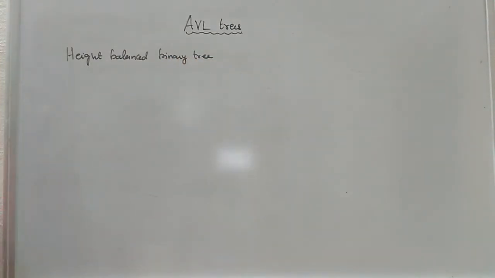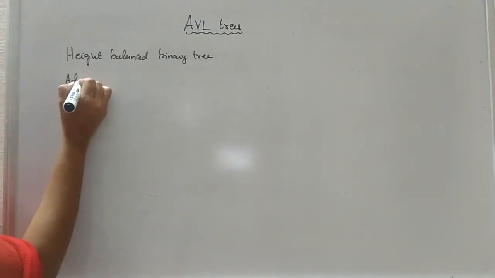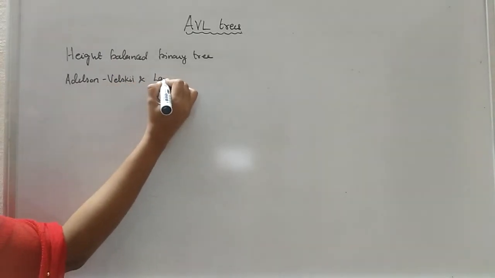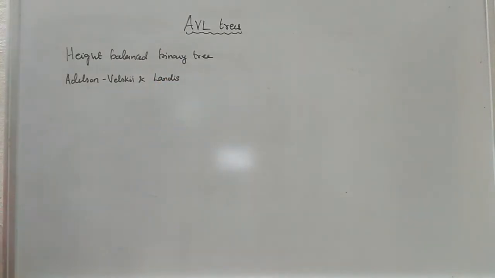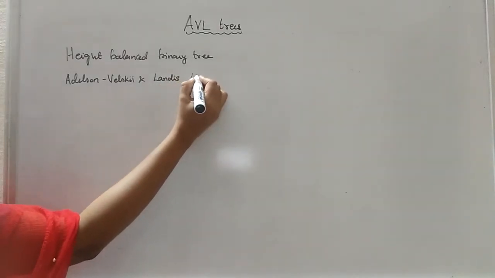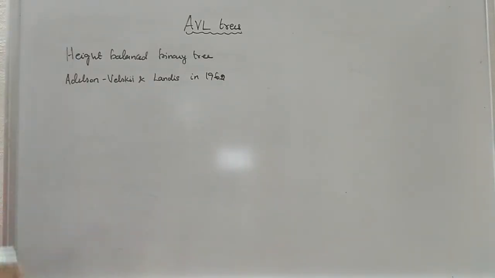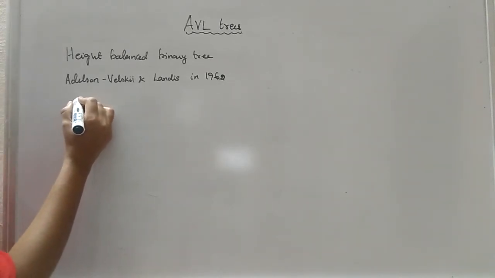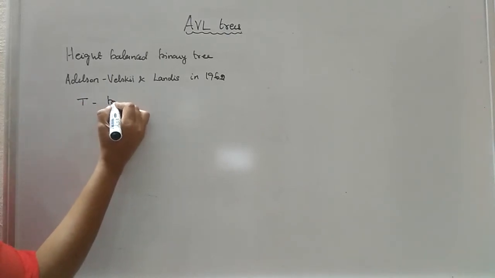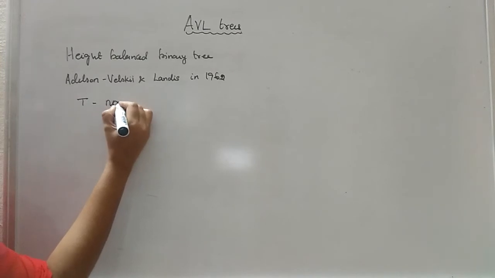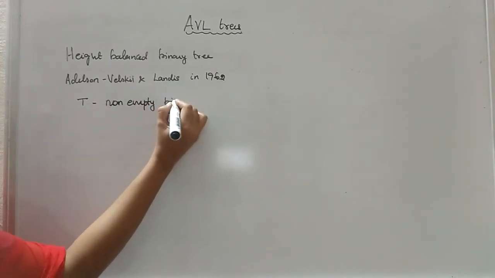This tree was introduced by Adelson-Velskii and Landis, who introduced this height balanced binary tree in the year 1962. So it is a binary tree, but a height balanced binary tree. What are the conditions to be satisfied by a height balanced binary tree? You can take T as a non-empty binary tree.